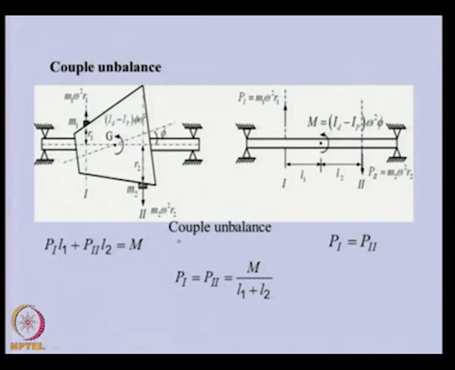From these two equations, we can get P1 and P2, the correction mass and centrifugal force, for plane 1 and 2. So, you can see that these two forces should be equal also, because they should produce a couple, but they should balance each other.